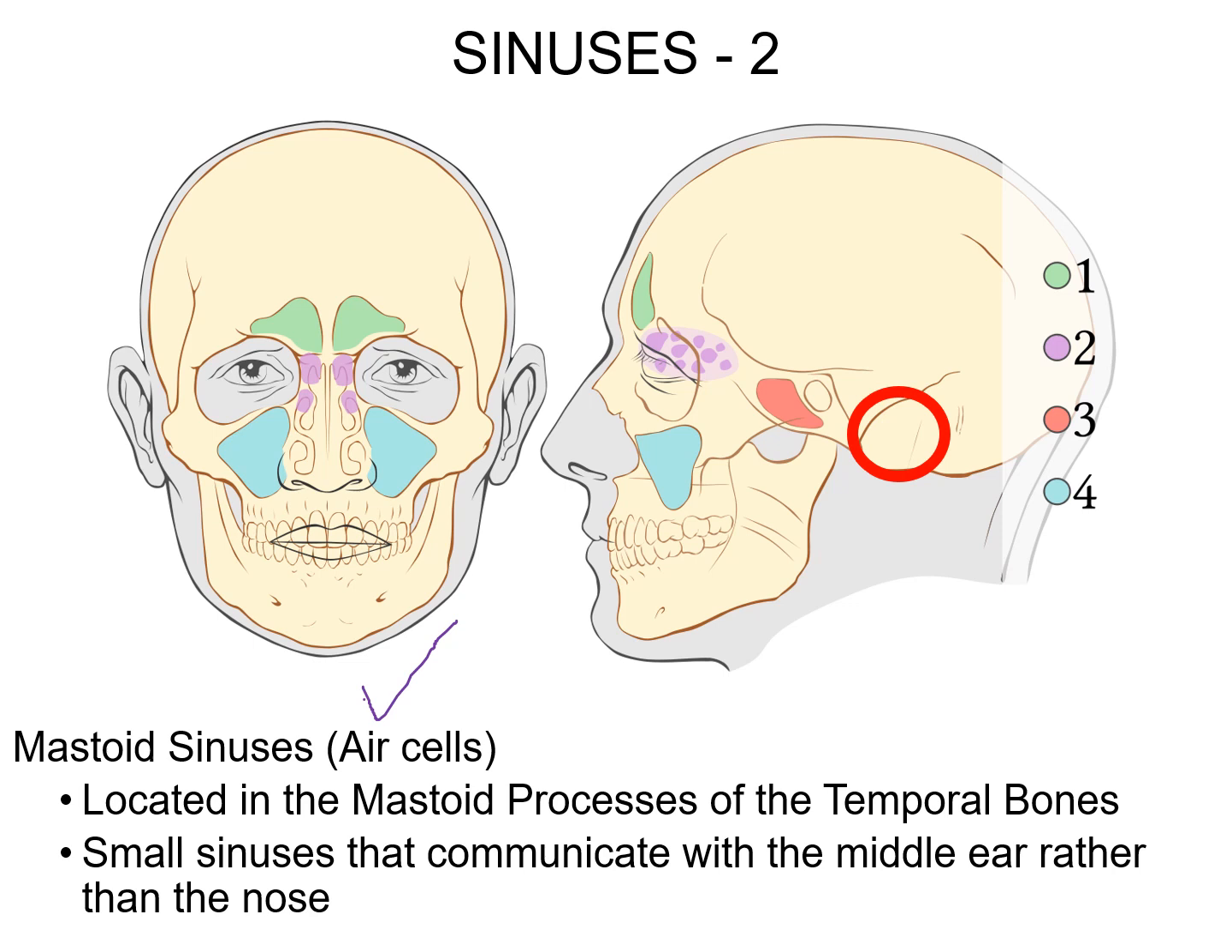And with a similar function as sinuses, they lighten the weight of the skull, but they also are right next to that eardrum area, so they do help with communication of sound waves in that middle ear, specifically right next to that eardrum.